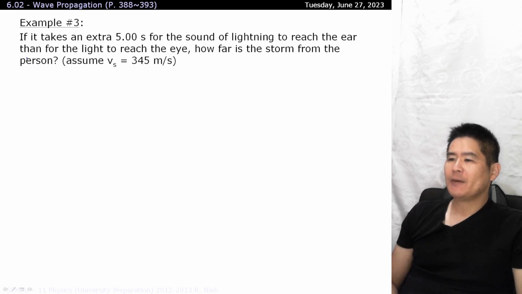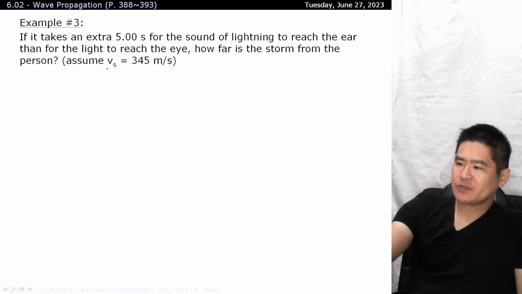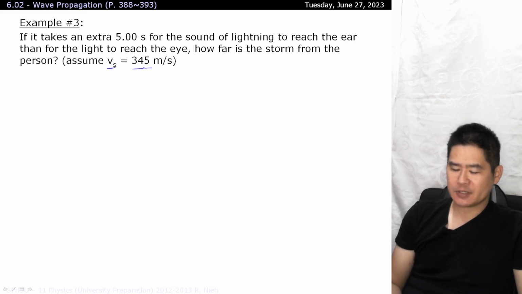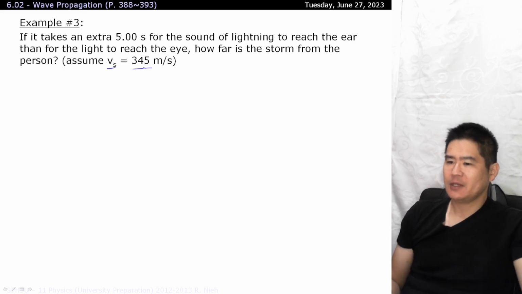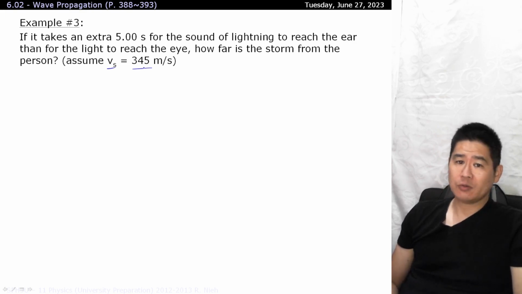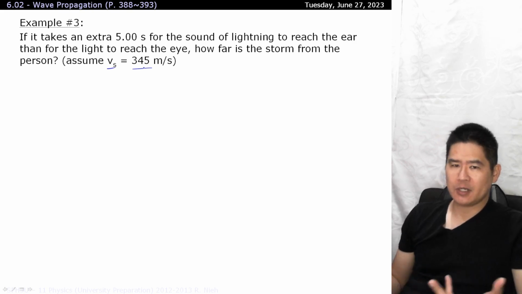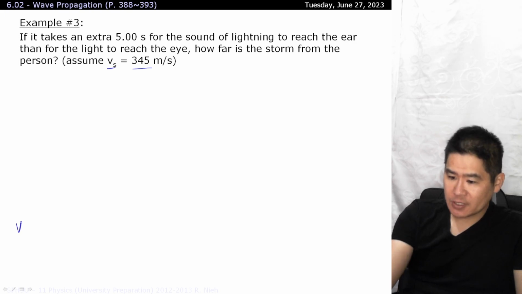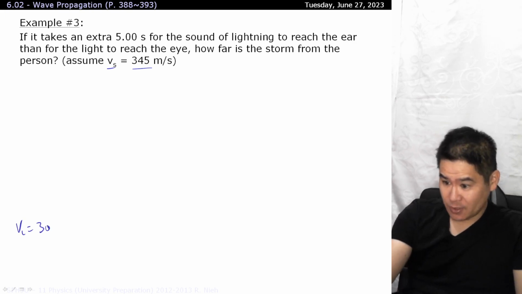Now, we're using the metric system, so the speed of sound through air is roughly 345 meters per second, somewhere in that ballpark. Okay, so let's figure out this problem here. There's the short way and there's the long way. I'll show you the short way first, and then you can see the long way when I reveal it in the PowerPoint itself.